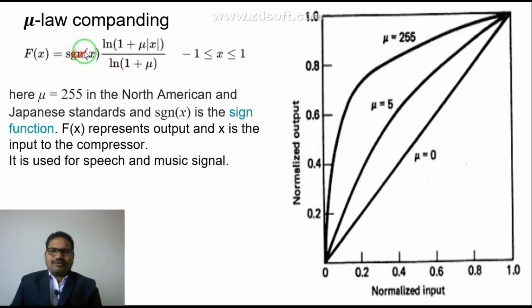And from this formula, this is nothing but your sine function. fx represents what? Output, right? And what is x? x is your input to the compressor. And remember, this law, this companding, is used for music and speech signals. This is your normalized input, this is your normalized output.